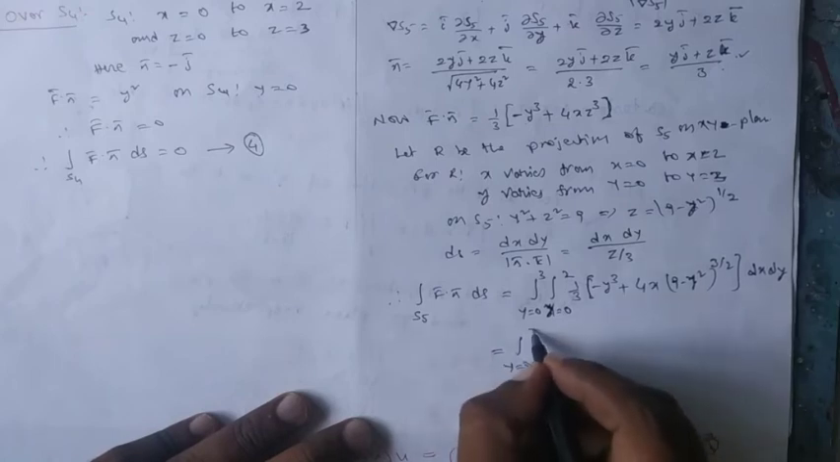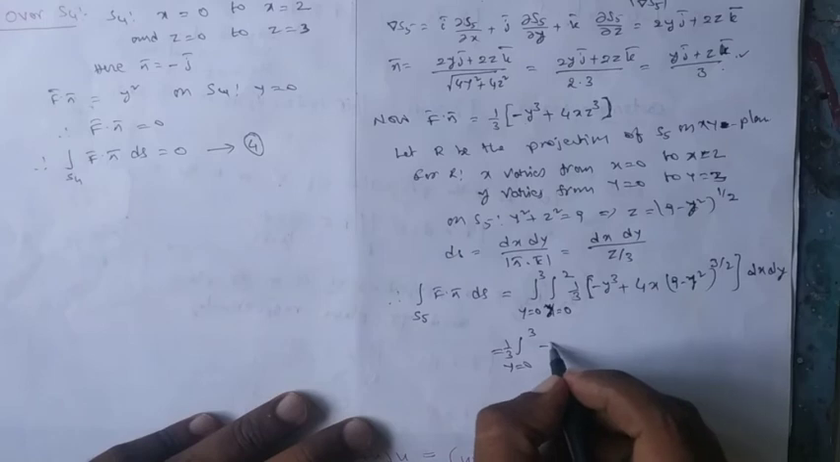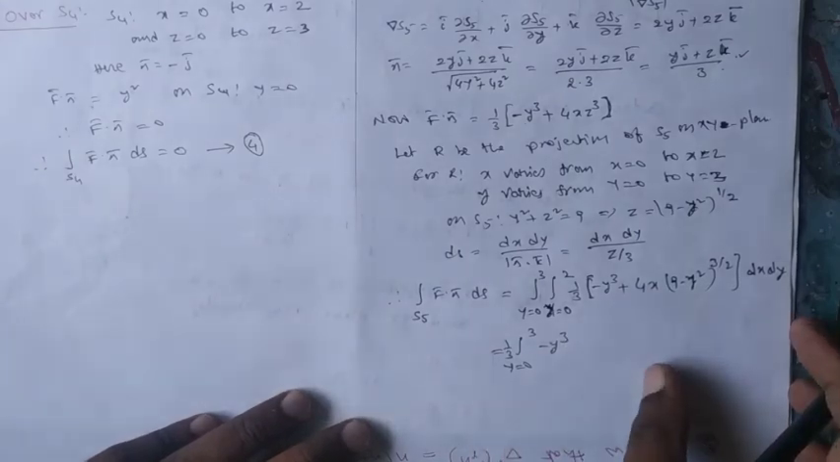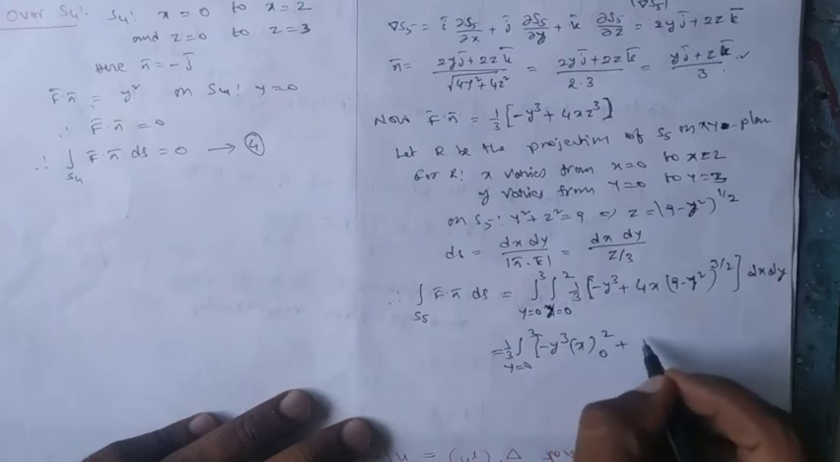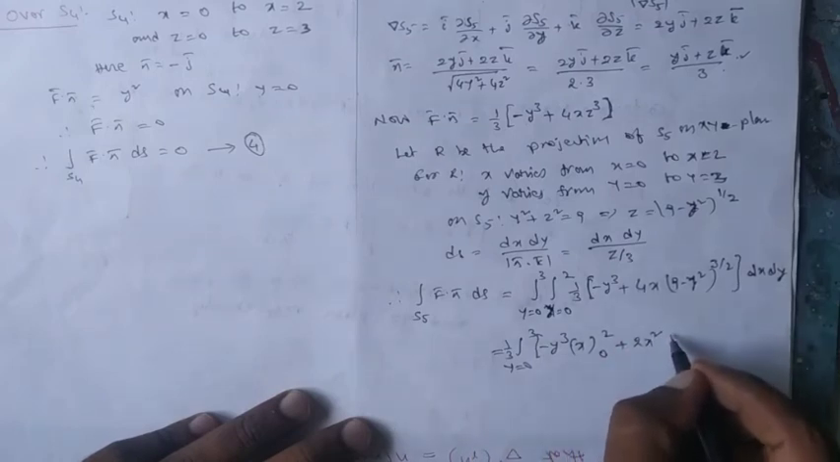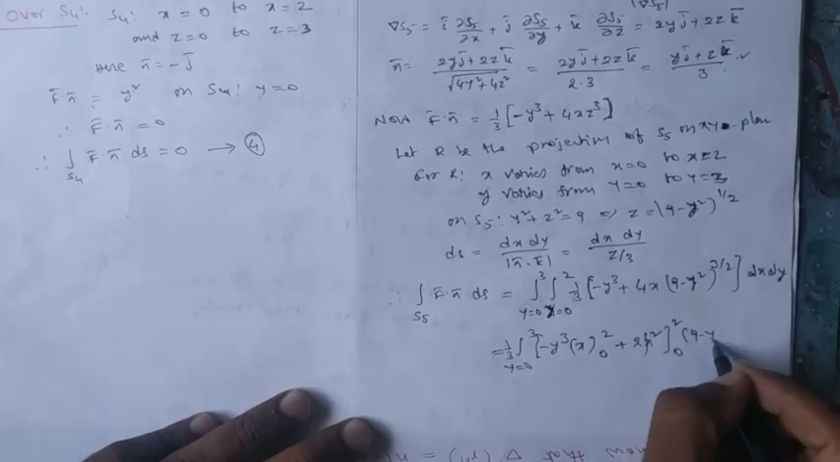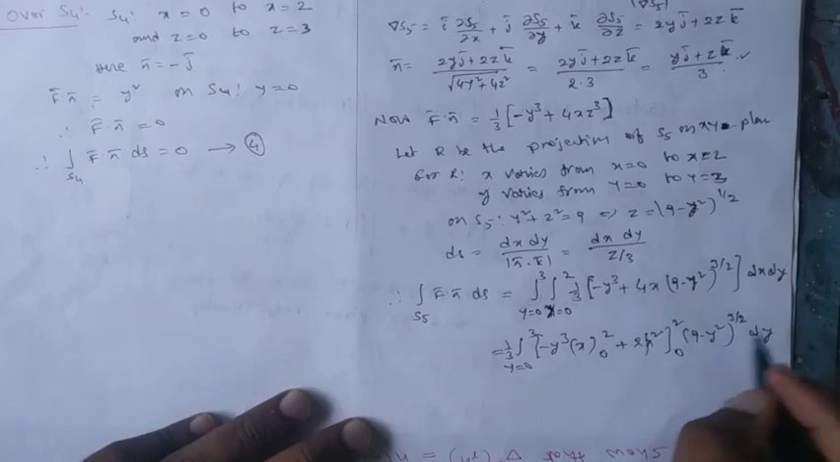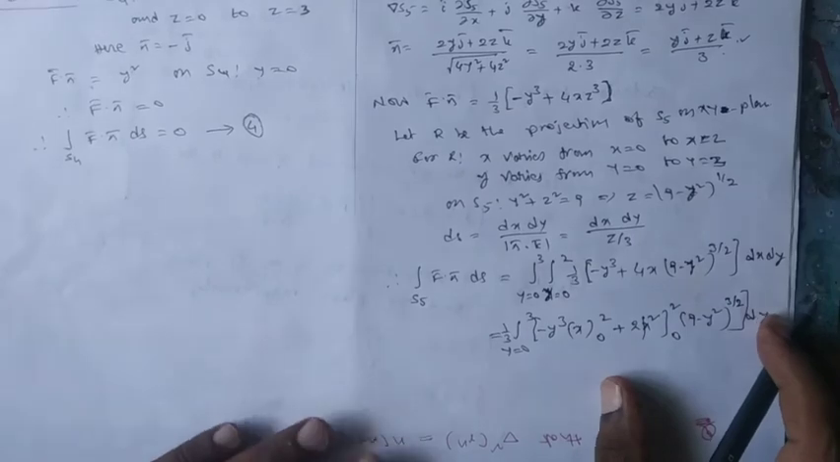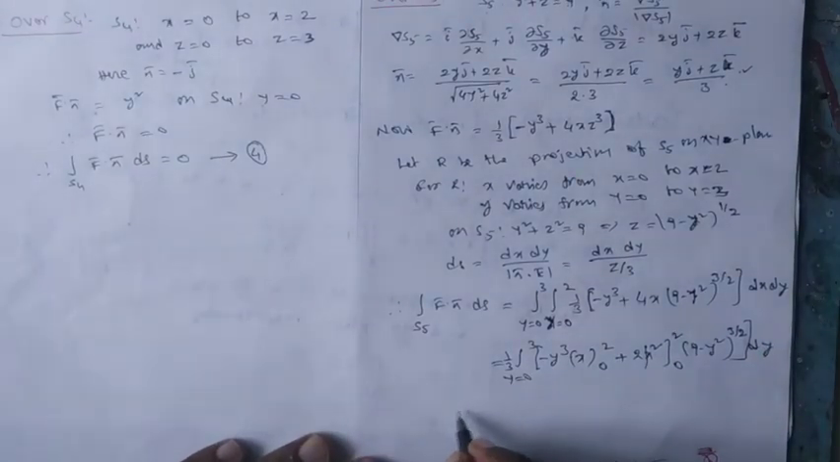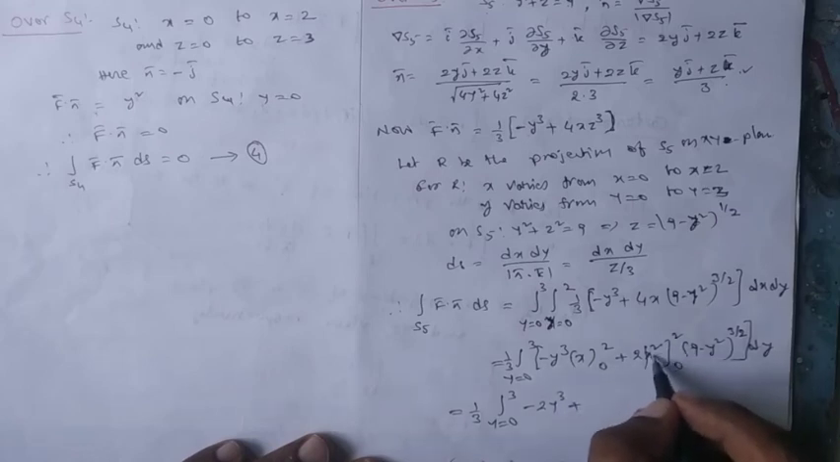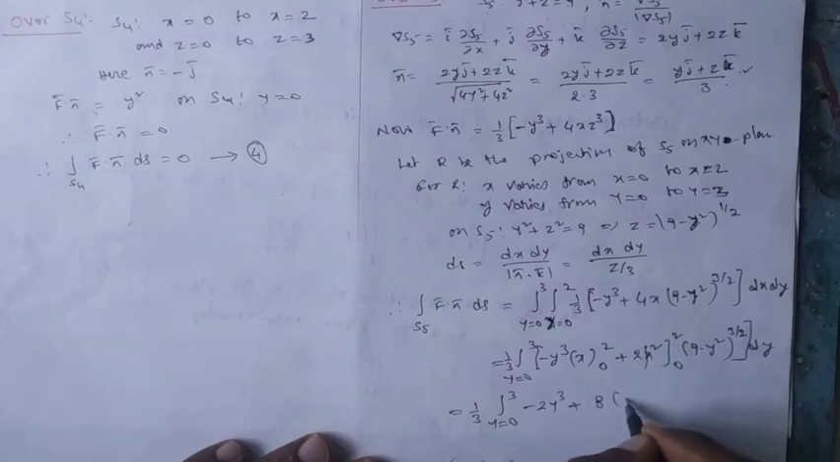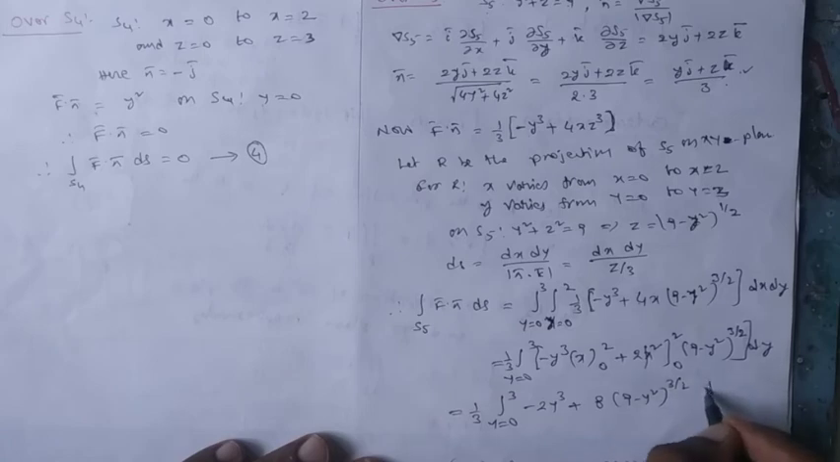So it is y equal to 0 to 3, 1 by 3 times. For minus y cube, it remains minus y cube into x over limits 0 to 2, plus 4x, whose integration is 2x square over the limits 0 to 2, multiplied by (9 minus y square) whole power 3 by 2, dy. On further simplification, this is 1 by 3 times the integral y equal to 0 to 3 of minus 2y cube plus 4 times 2 square, which is 4 into 2, 8, times (9 minus y square) whole power 3 by 2, dy.